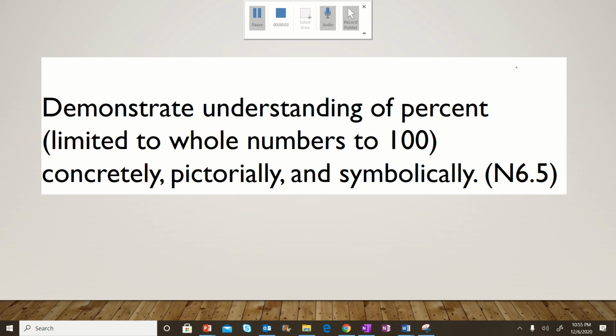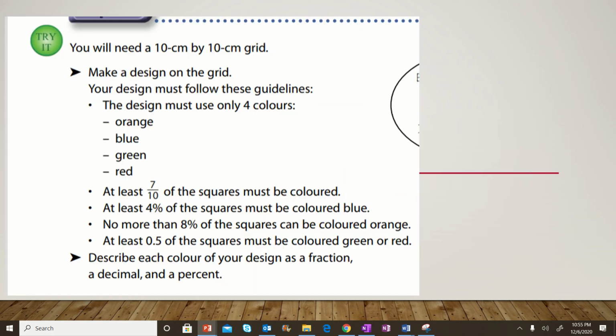Alright, hello grade sixes. Today we're going to be looking at the outcome demonstrating understanding of percents limited to whole numbers to 100 concretely, pictorially, and symbolically. So the first thing we're going to do is a little practice thing.